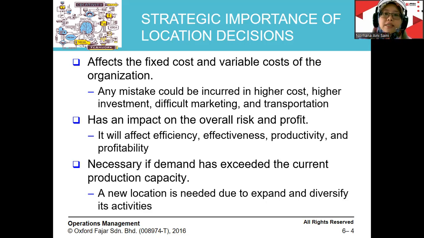The third one is that it is necessary if demand has exceeded the current production capacity. If you want to open a new branch, for example, you will definitely need a new location, needed to expand and diversify activities. If we expand our business, we need to open a new branch, and that is why we need to find a new location.